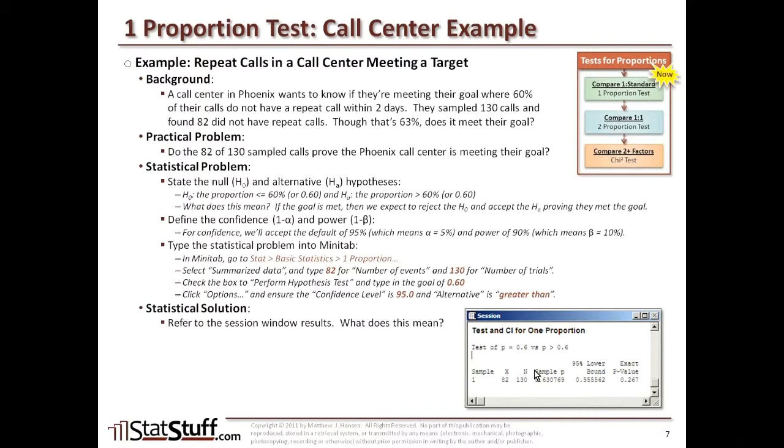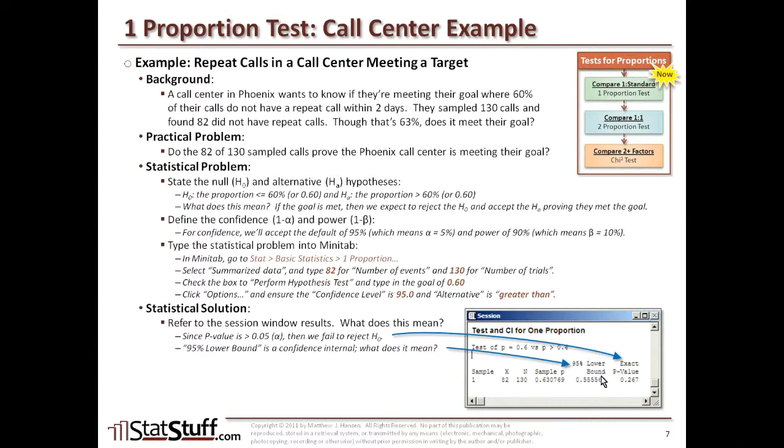And in that session window, we're going to interpret it this way. The p-value over here is greater than 5%, or the 5% risk that we want. So in this case, we fail to reject the null hypothesis. By failing to reject it, that means we did not meet the goal after all. The 95% lower bound is a confidence interval.